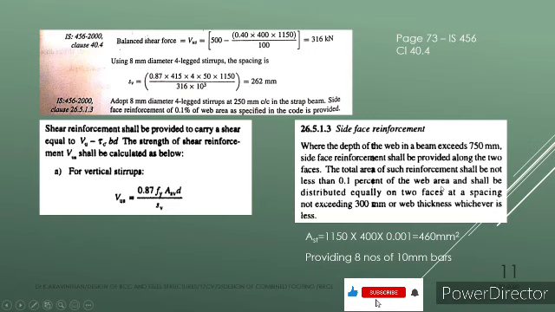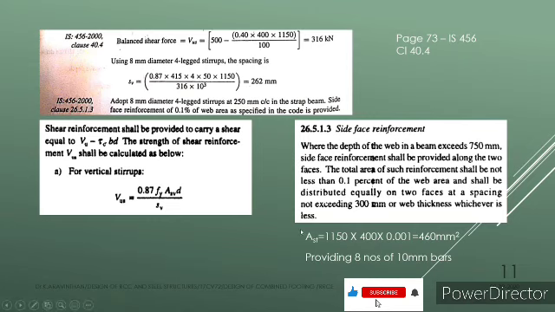Here our web area is 400, this is our width, and it shall be distributed equally on two faces. That is, you will be having two faces at a spacing not exceeding 300 mm. So, your side face reinforcements should not be more than 300 mm or web thickness, whichever is lesser.